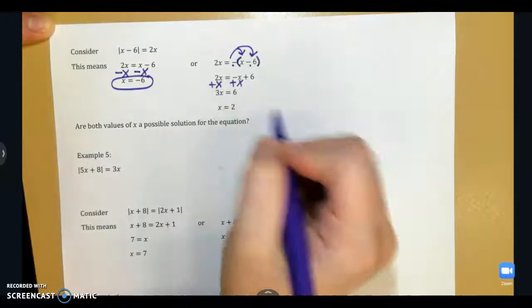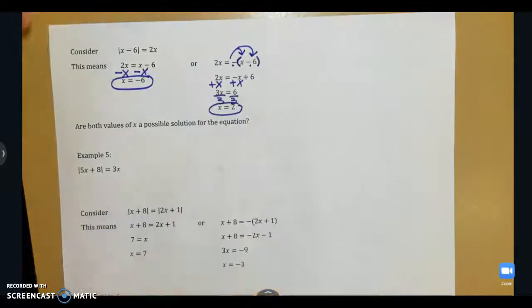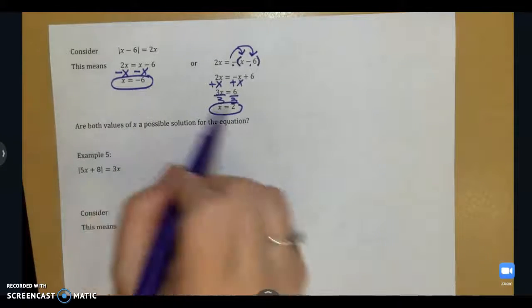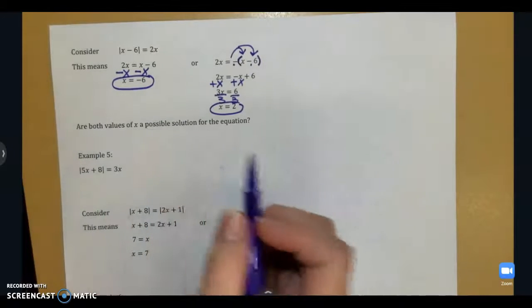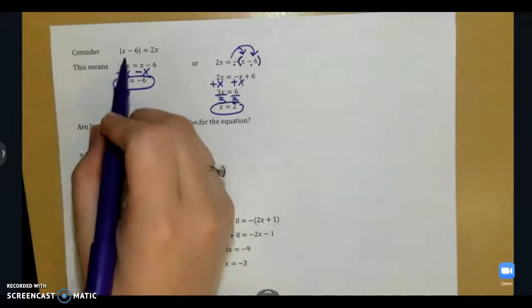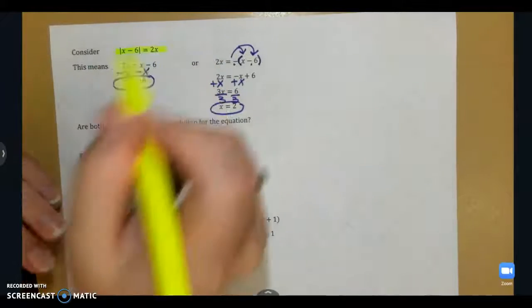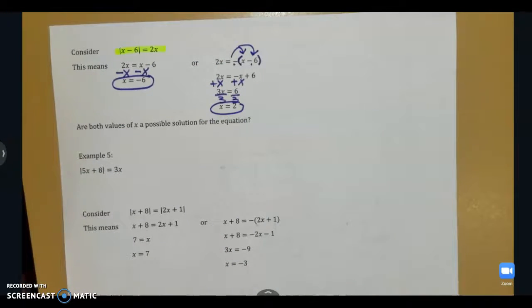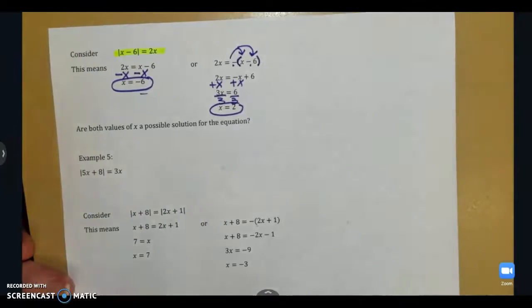So then I move my x over, 3x is equal to 6, divide by 3, and x is 2. So we have two possible values for x. We have negative 6, and we have positive 2. So are both of these a possible solution for the equation? Remember, this up here at the top, absolute value of x minus 6 equals 2x, was what we were solving. So we need to plug in both these values to make sure they're a possible solution.